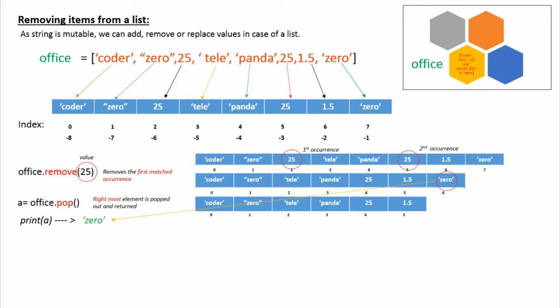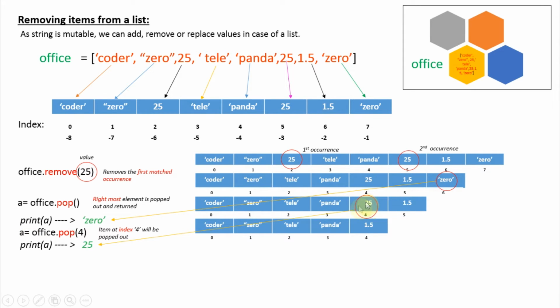So another difference between remove and pop is that remove takes the value of the item, right? But pop takes the index position of that item. Here is another example. So pop(4), the item at index 4 will be removed and then it will be assigned to the variable A, just like this. It is removed, right? And it is assigned to the variable A.